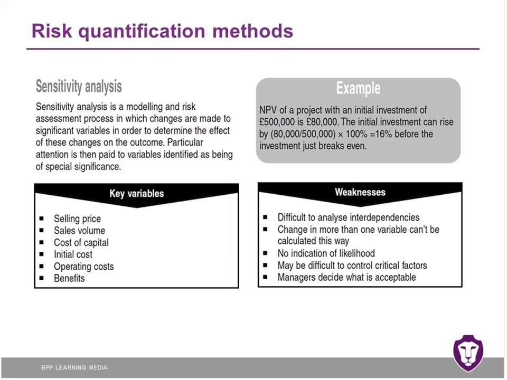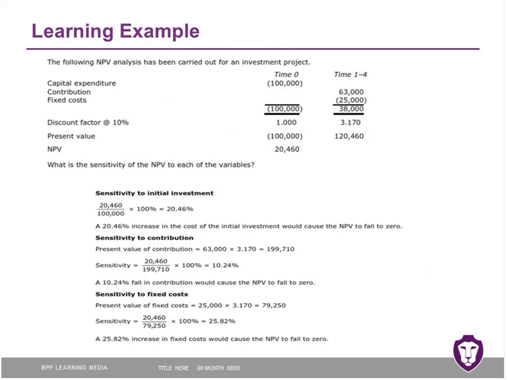A simple example: you've got a positive net present value, on an investment of $500,000, of $80,000. Obviously, we can afford a 16% error in that $80,000 before we get to the break-even point where net present value is zero. That's the general idea of quantifying risk.